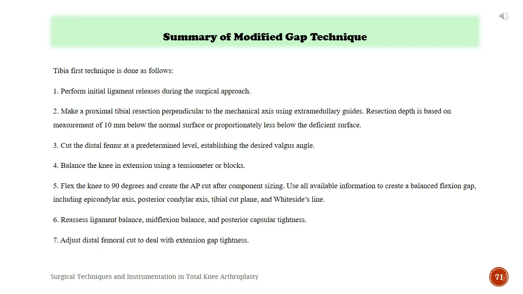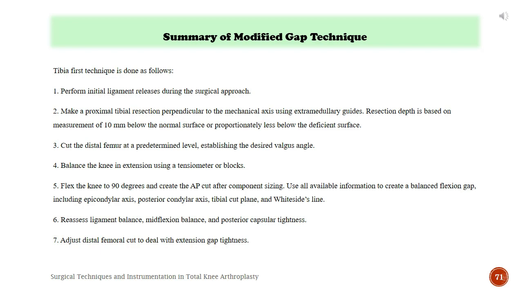1. Perform initial ligament releases during the surgical approach. 2. Make a proximal tibial resection perpendicular to the mechanical axis using extramedullary guides. Resection depth is based on measurement of 10 mm below the normal surface or proportionately less below the deficient surface. 3. Cut the distal femur at a predetermined level, establishing the desired valgus angle. 4. Balance the knee in extension using a tensiometer or blocks.